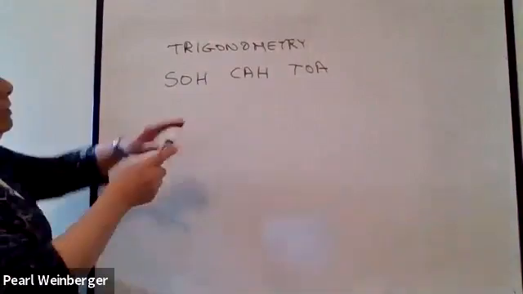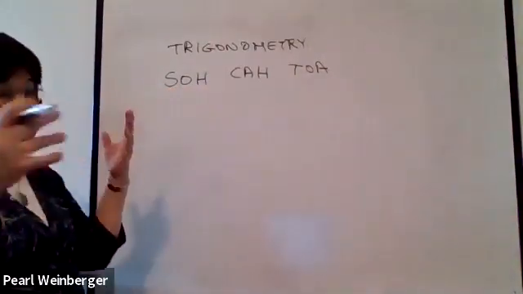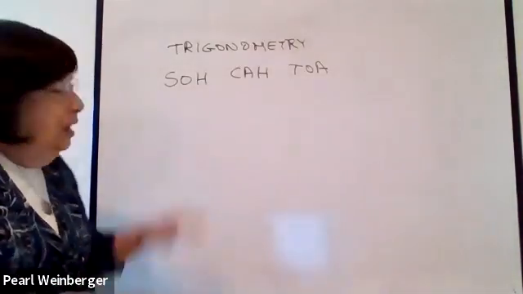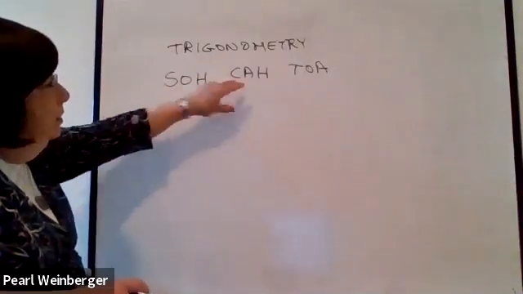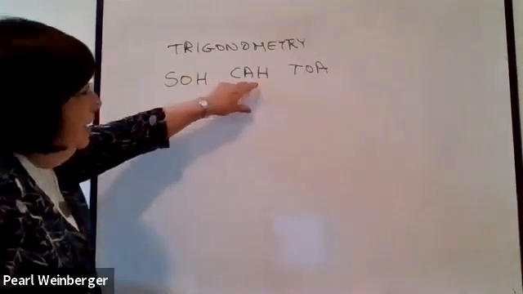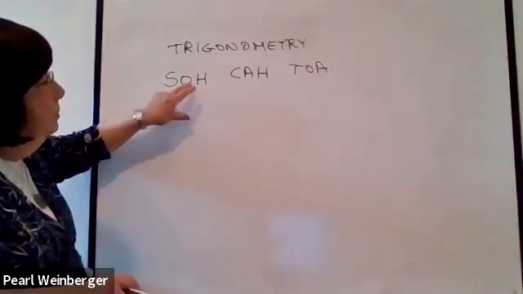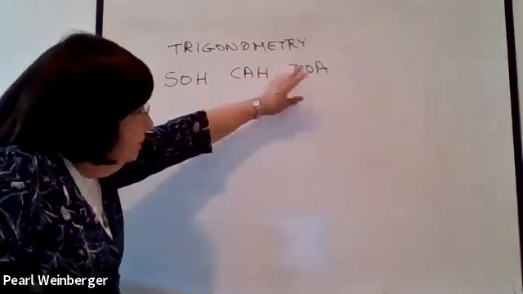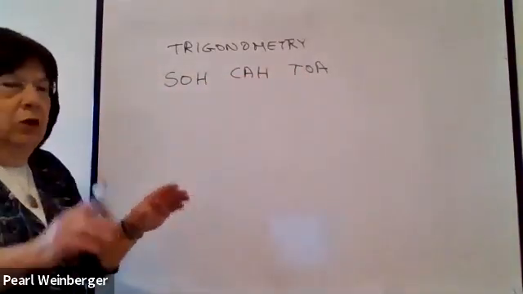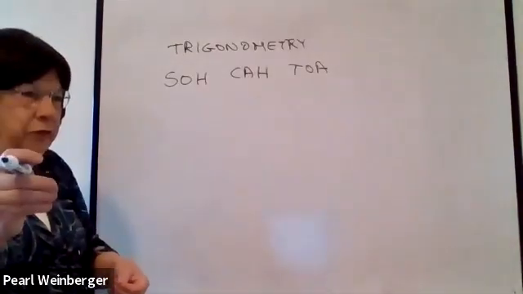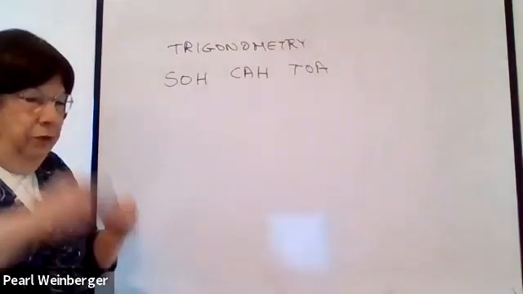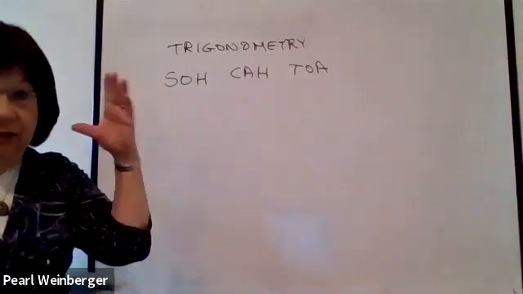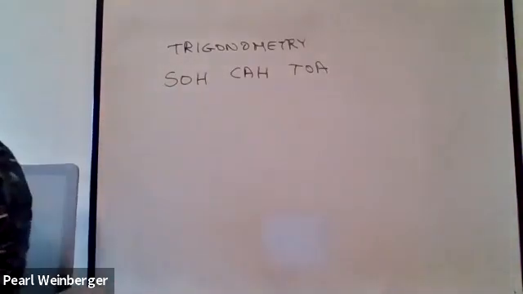Remember, what I always do when I start out and I see a problem that talks about trigonometry, which I'll know by the words they use, I write out SOH CAH TOA. Sine, opposite over hypotenuse. Cosine, adjacent over hypotenuse. Tangent, opposite over adjacent. And remember, cosecant, flip over the sine. Secant, flip over the cosine. Cotangent, flip over the tangent. That's the important things that you have to know.